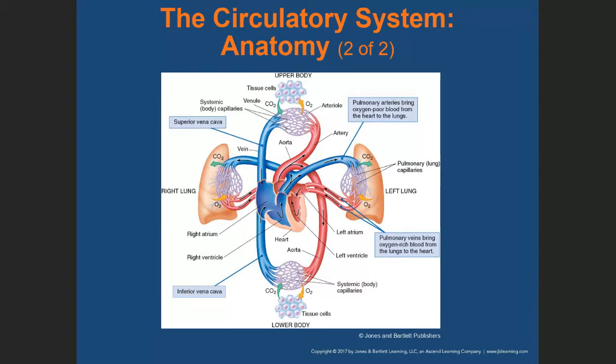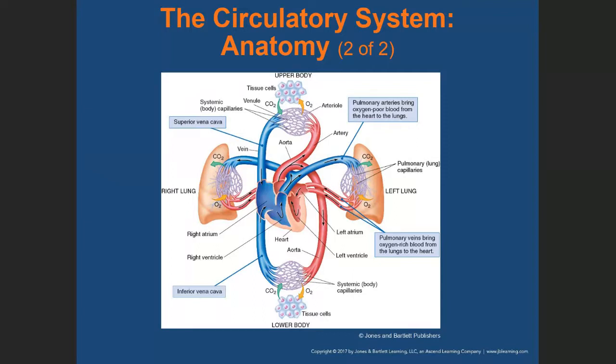There is a little bit of fluid in between the two layers, just like the lungs. It is present so that when the heart moves, there is no friction, right? So that is the heart muscle.